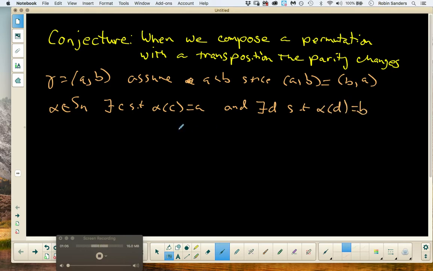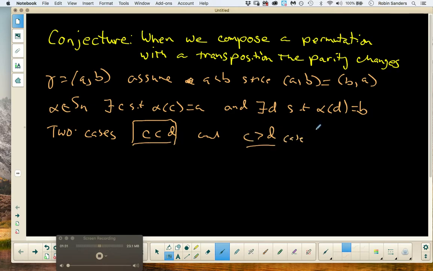Now, we don't happen to know which one of C or D is bigger, so we're going to wind up with two cases. The two cases are C is less than D and C is bigger than D. We are going to work on case 1 in the video. Case 2 will be part of your homework.